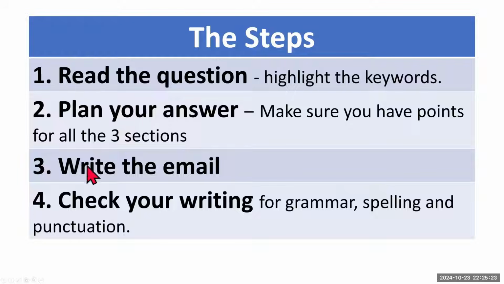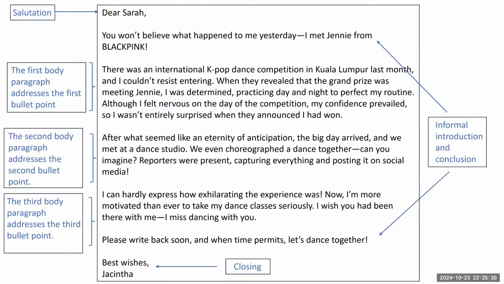So I've done all the 3 steps. Make sure you do the 4th step as well, which is to check your writing for grammar, spelling, and punctuation. So let's break things down. I'm writing an email, so I have a salutation and I also have closing. I have 3 body paragraphs to address the 3 bullet points. I also have an informal introduction and conclusion.